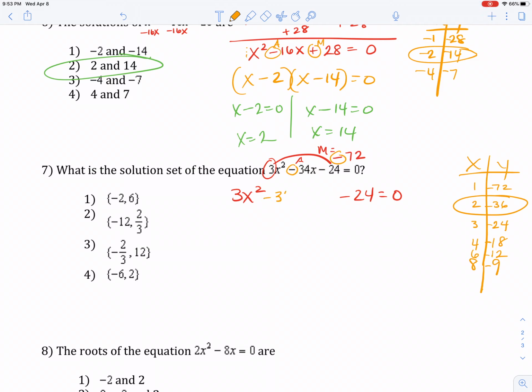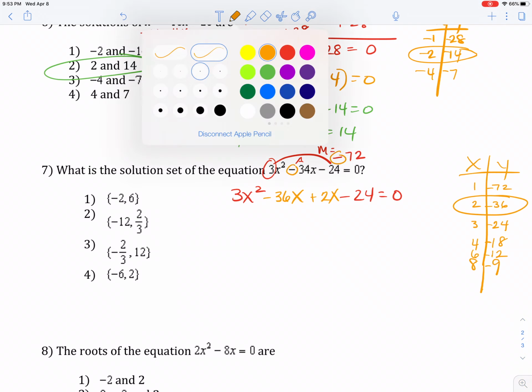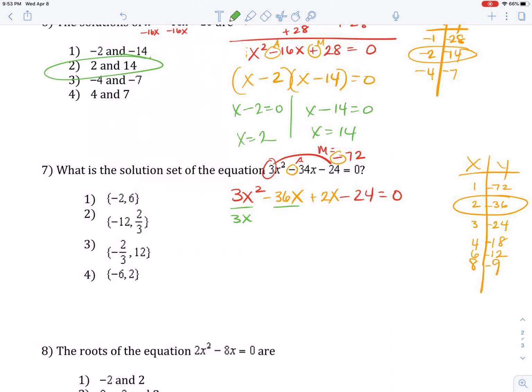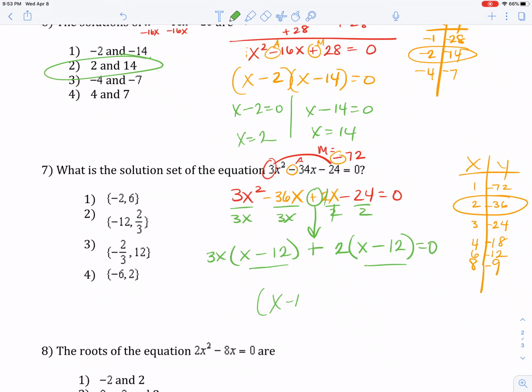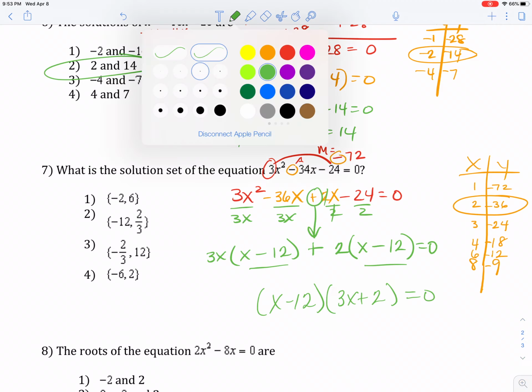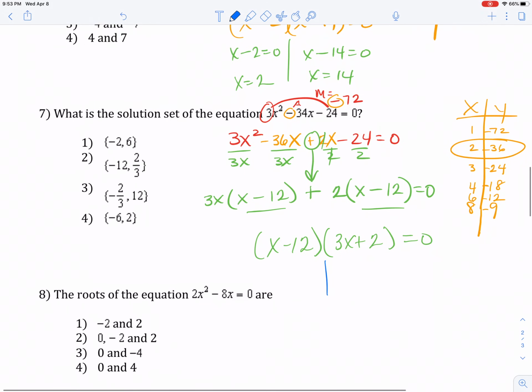We have minus 36x, don't forget the x with the number, and plus 2x. So now I'm going to divide these first two terms by 3x and get 3x times x minus 12. Bring down the plus sign. These two numbers could be divided by 2, so I'm going to bring the 2 down, divide and get x minus 12 equals 0. So there we go with the x minus 12 twice, and then the 3x plus 2 equal to 0. Set each factor equal to 0.